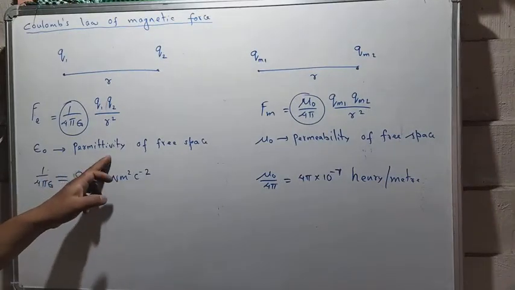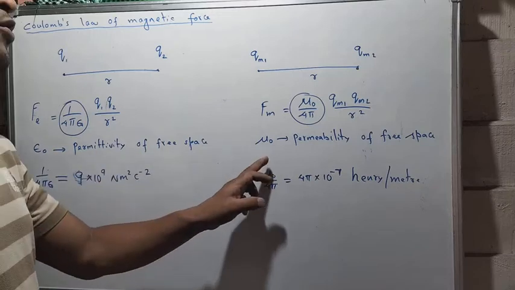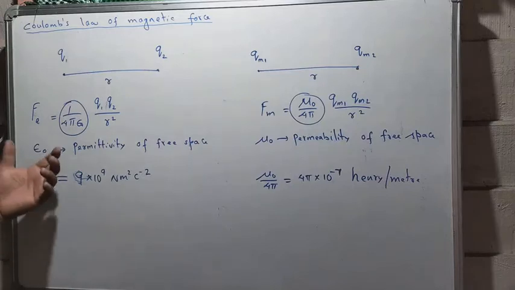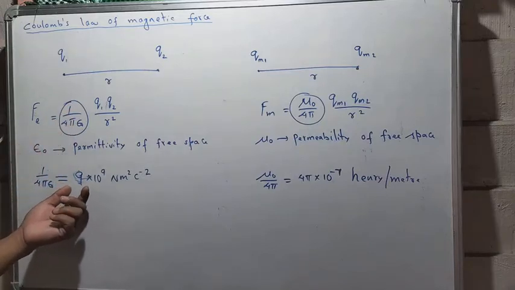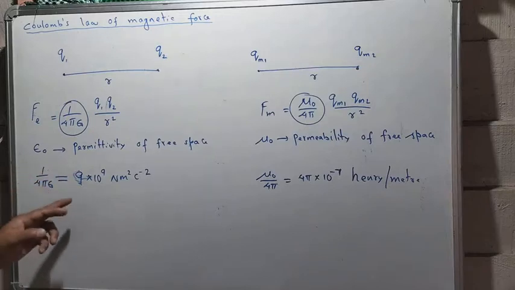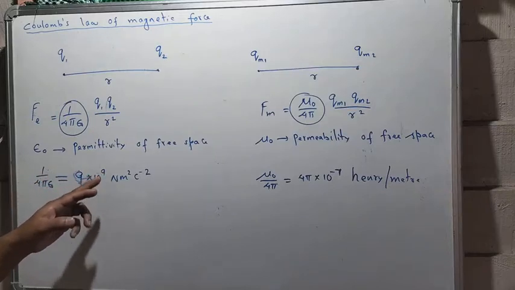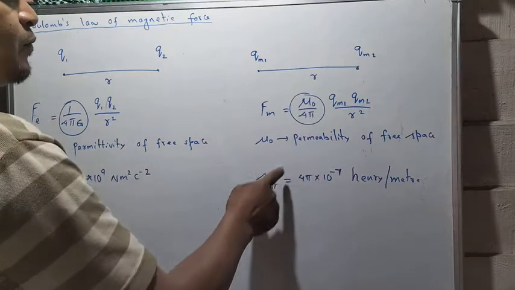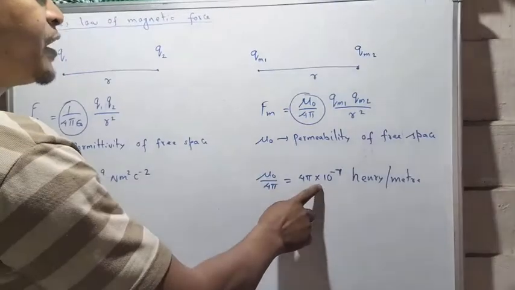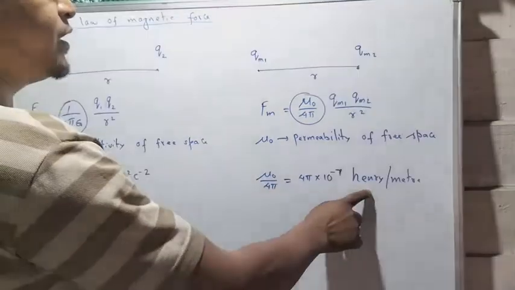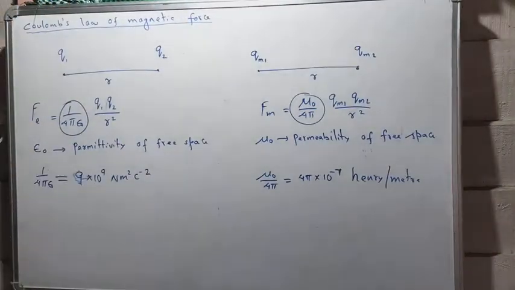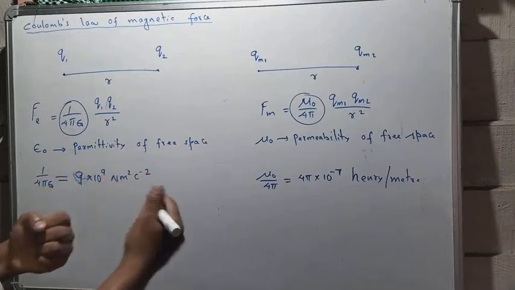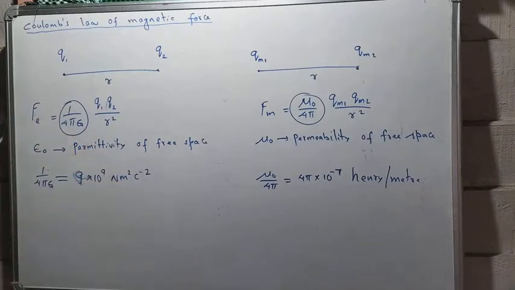Epsilon naught is the permittivity of free space, and mu naught is known as the permeability of free space. The value of 1 upon 4 pi epsilon naught is equal to 9 into 10 to the power 9 Newton meter square per Coulomb square. But the value of mu naught upon 4 pi is equal to 10 to the power minus 7 Henry per meter. So these are the interrelations between electrostatics and magnetostatics.